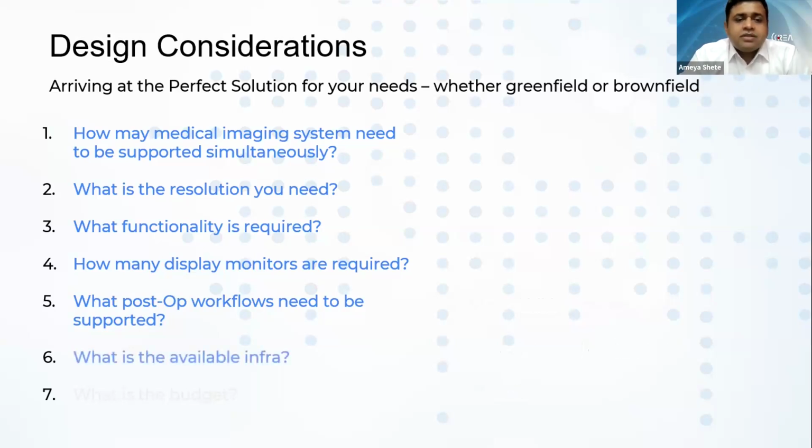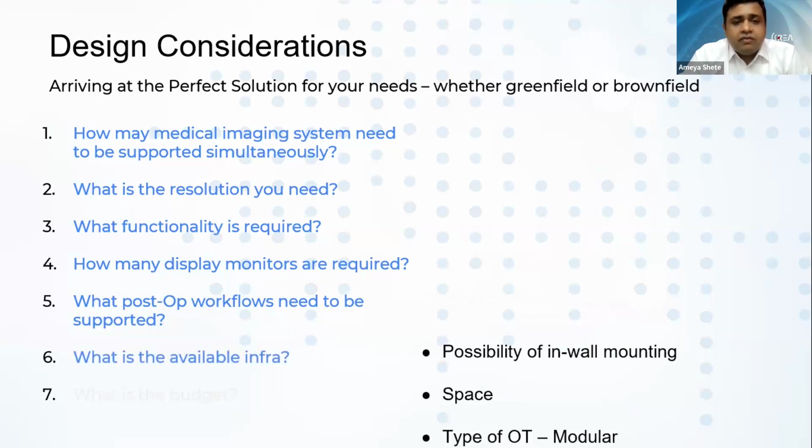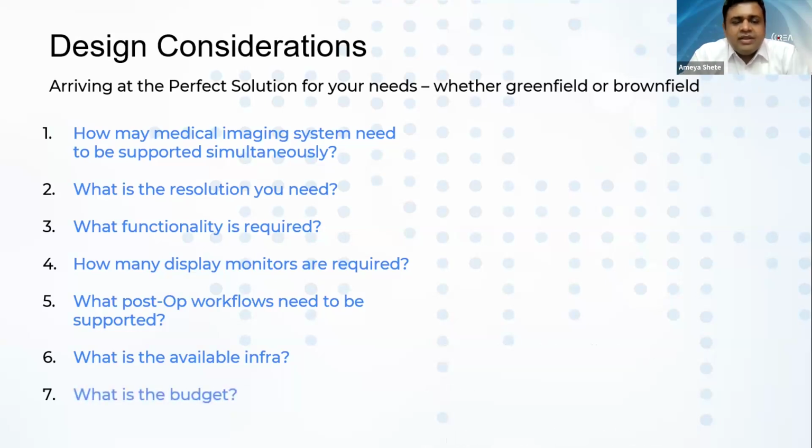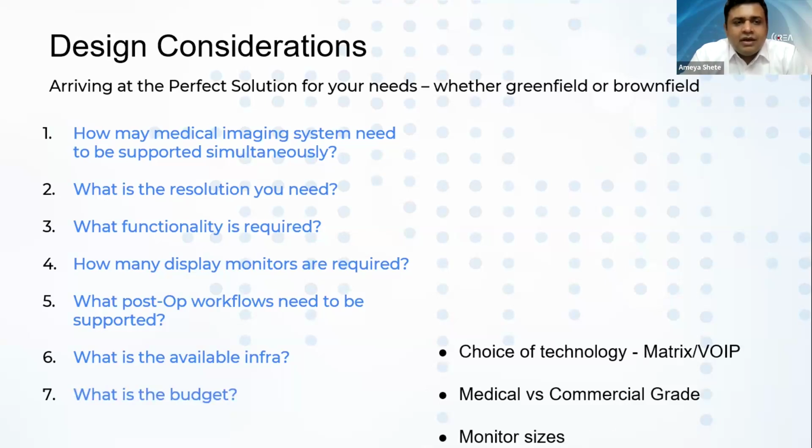Next is what is the existing infra which is available. Is there a possibility of in-wall mounting? If you are doing a modular operating theater, if it's stainless steel, we'll be able to flush it within that. Whether enough space is available or not. What is the type of OT? Whether it's a modular OT or a brickwork OT needs to be identified in order to implement an integration system.